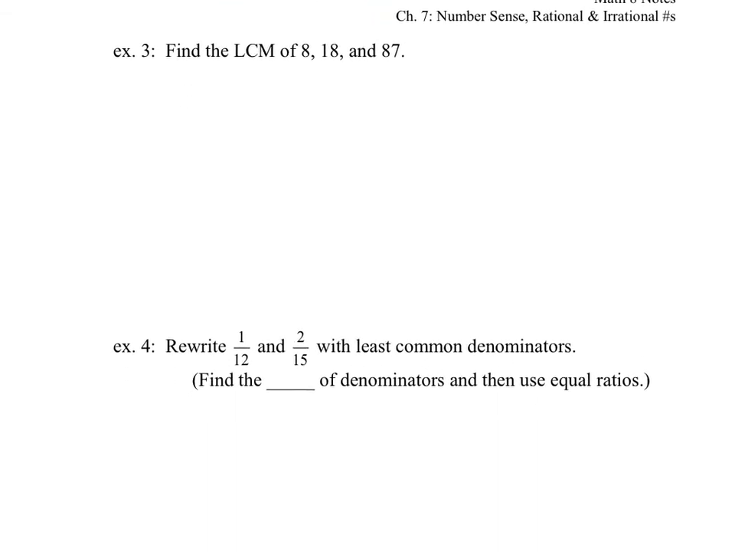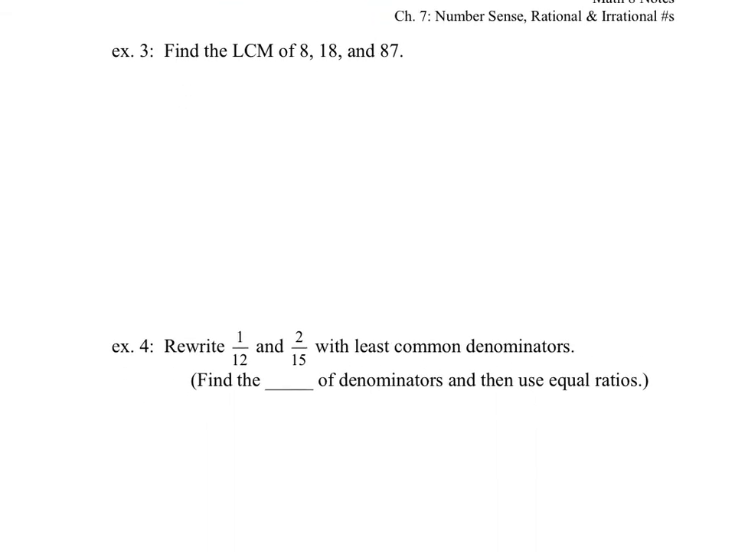All right, so if we do this here, least common multiple, I have an 8. So 8, 2 and 4, 2 and 2. So that's a 2 to the third. 18: I have a 2 and a 9. And 9 I can say is a 3 and a 3. So 2 times 3 squared. And then 87. Yuck. 87.